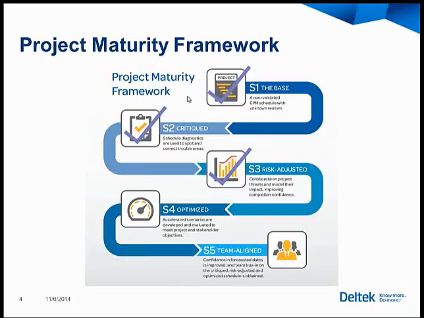S3 is Deltek Acumen Risk. Easy to remember because it's all about creating a risk-adjusted schedule. Taking your risk register, getting the consensus from your engineers and managers to say, what's going to come to bite us on this type of project and how can we prevent it now? And actually building that into your plan, not just doing that as a discussion, actually building it into your plan.